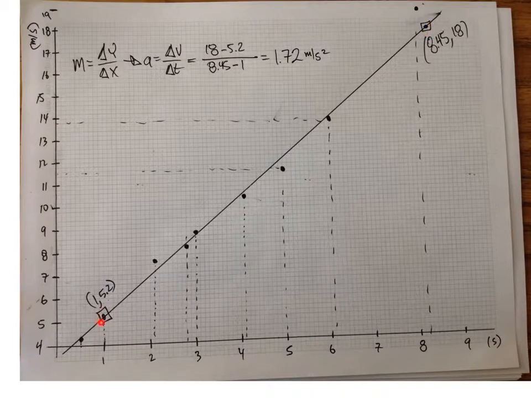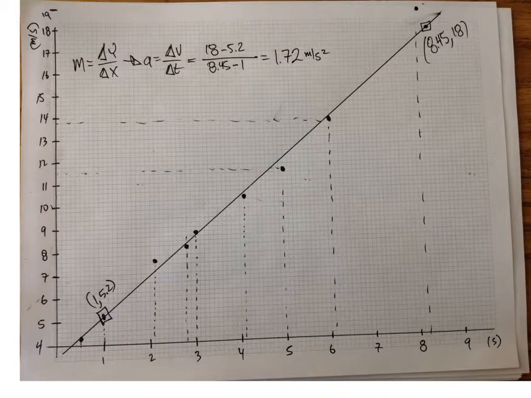So same with this. I then found slope, not by counting squares, but by doing change in y over change in x. Okay, so that's our definition of slope. And in this case, our change in velocity per change in time is what we get when we find slope, which is by definition acceleration. So 18 minus 5.2 over 8.45 minus 1. And I ended up with something like this.